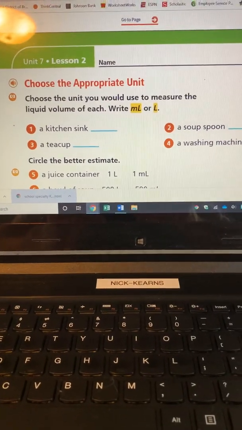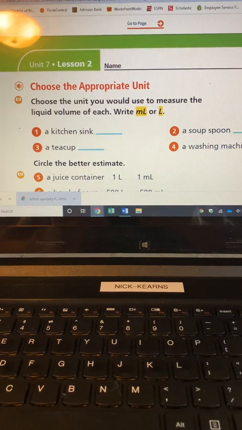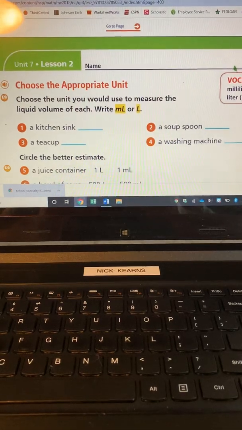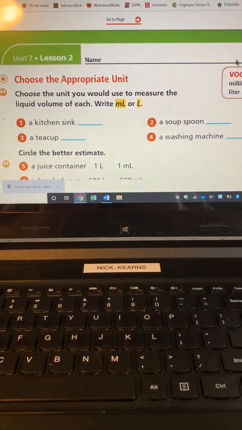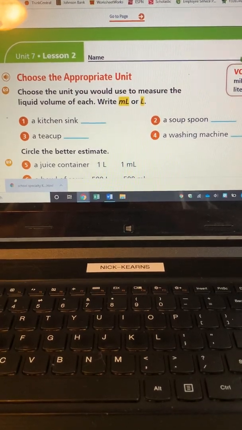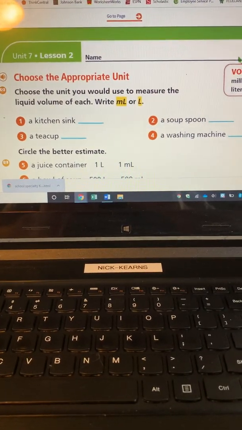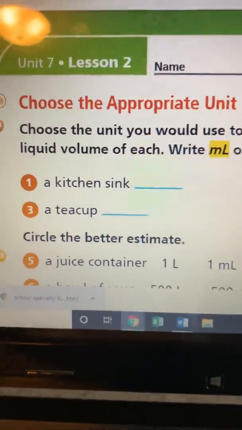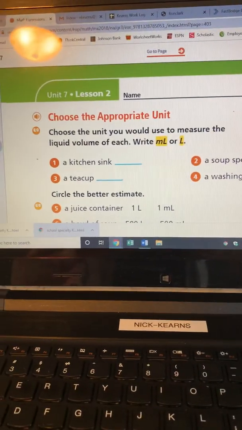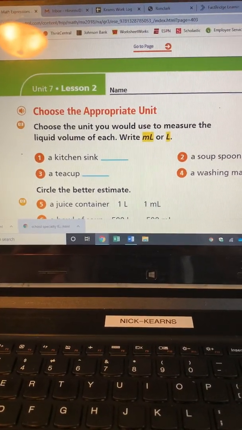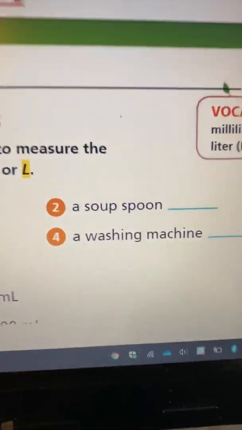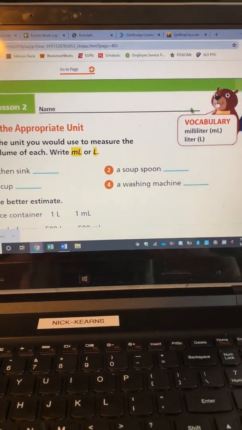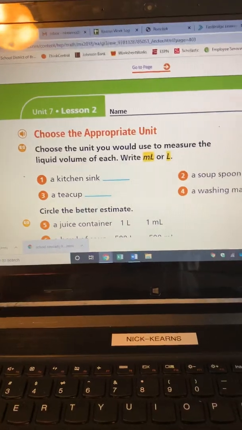We need to choose the unit you would use to measure the liquid volume for each of these. So these might be a little easier with metric because the milliliter is so tiny, and the liter is so large. So anything small, we would use a milliliter to measure it. And anything remotely large at all, we would use a liter. So like the kitchen sink, that holds quite a bit of liquid, right? So if it's a lot of liquid, we would probably use a liter for that one. Or maybe let's take a look at a soup spoon. That's pretty small, so we would probably use a milliliter for that one. Let's keep going.